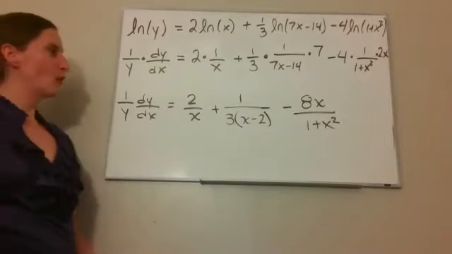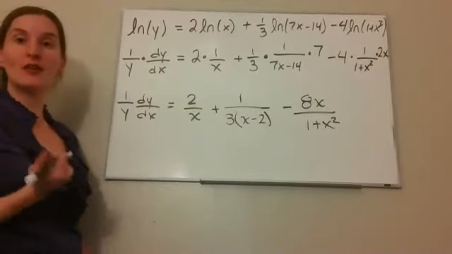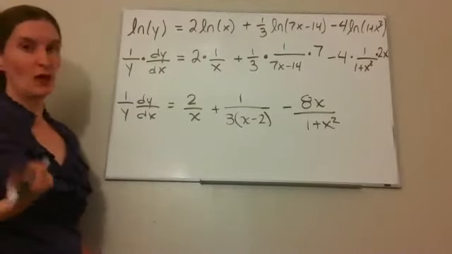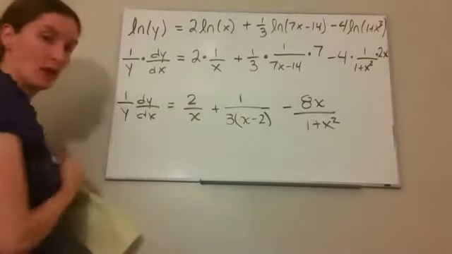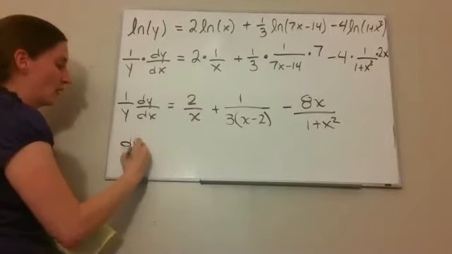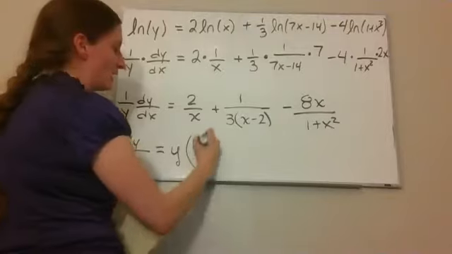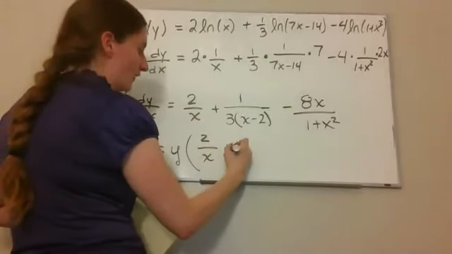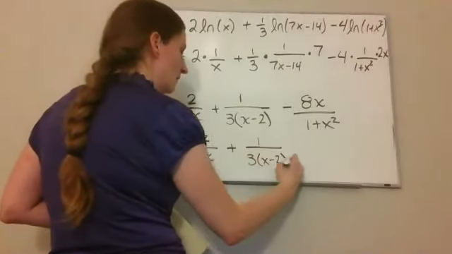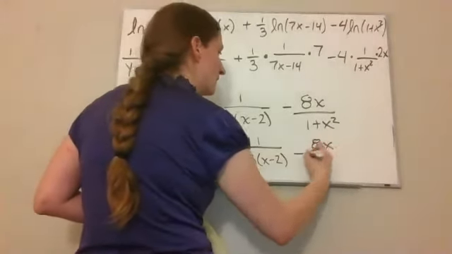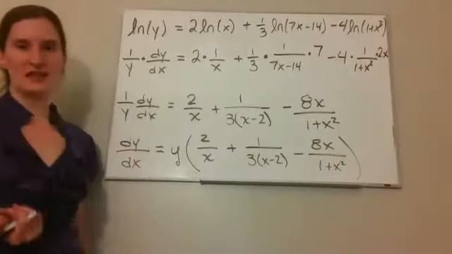Now we have to remember what it is we're actually doing on this problem. We were trying to find the derivative of that original function. So we want dy dx. To get dy dx, I just have to multiply both sides by y. And I get dy dx is equal to y times all of this other stuff that we had. And now we're not quite done.